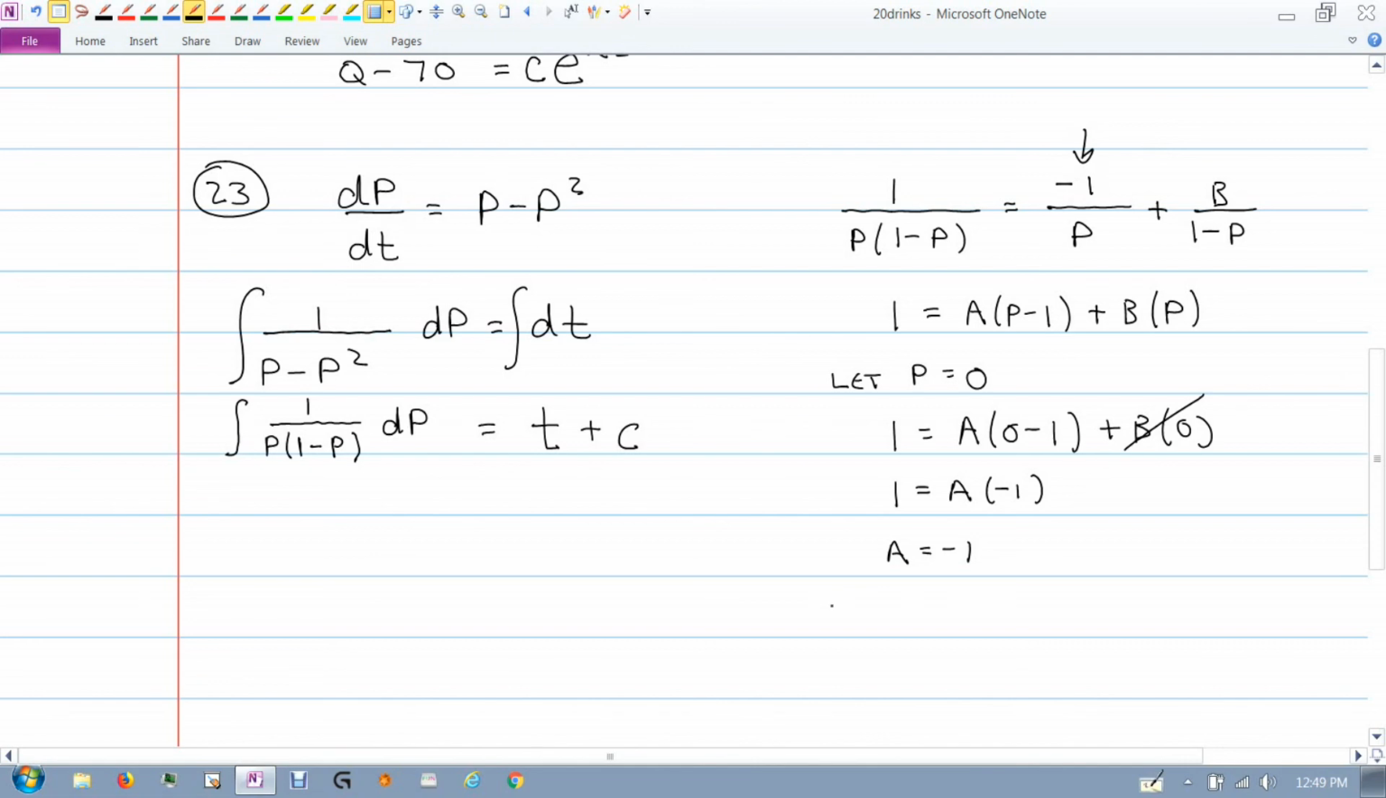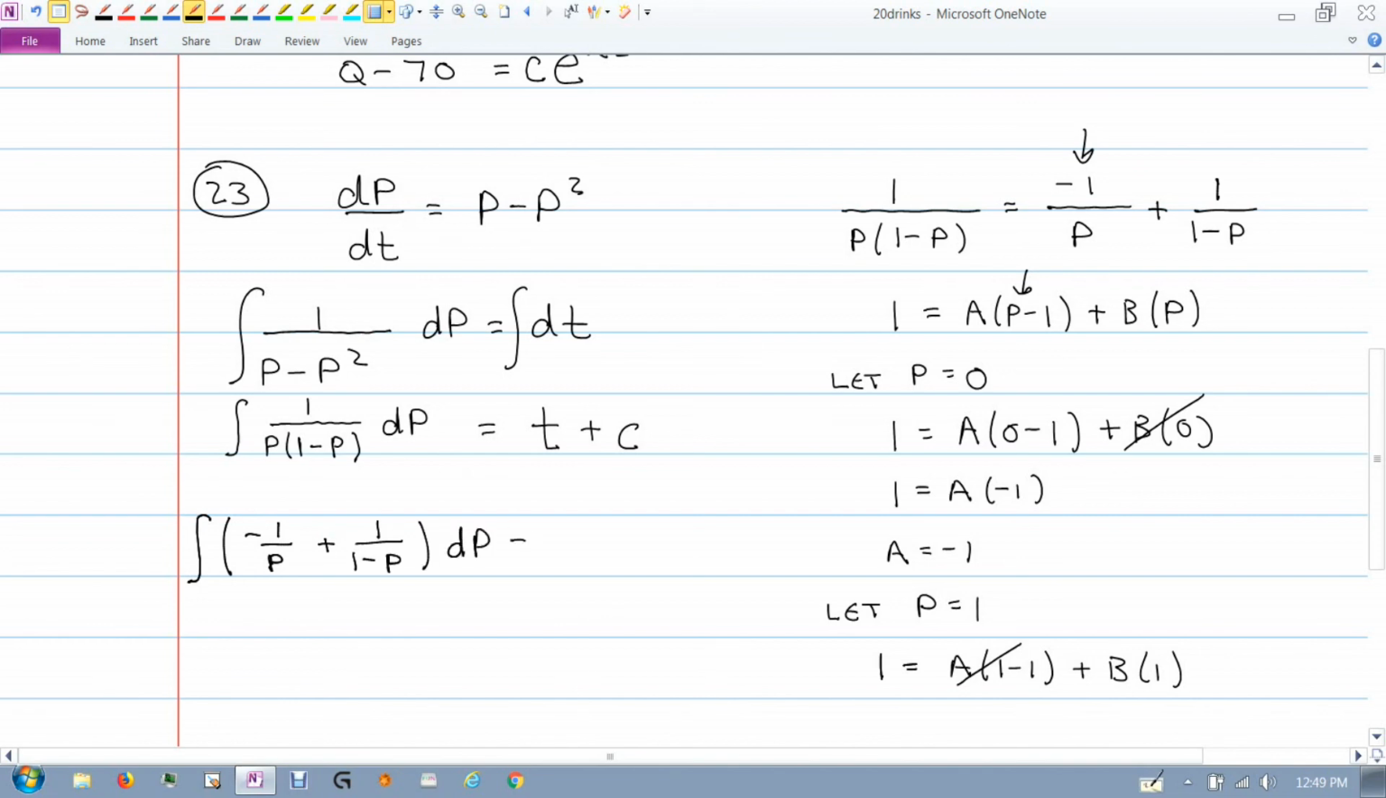And now to solve for b, I do something similar, but this time I let p be equal to 1, and that should kill off this one. So I rewrite the equation: a times (1 minus 1), that's going to be 0, plus b times 1. This is gone, and you just get b as 1. So up here, b is 1. So when I go back to this integral, after my partial fractions, this becomes negative 1 over p plus 1 over 1 minus p dp, and I had already integrated the other side, so t plus c.